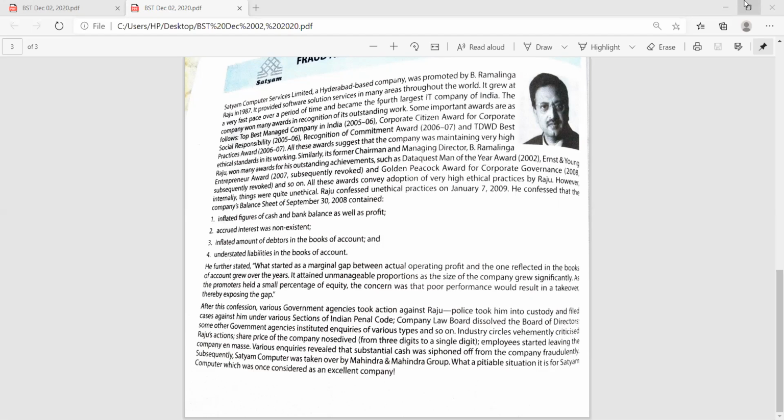Various inquiries revealed that en masse means in large quantity. Altogether, so many employees just left the company. Various inquiries revealed that substantial cash was siphoned off from the company fraudulently. Subsequently, Satyam Computers was taken over by the Mahindra and Mahindra Group. What a pitiable situation this is for Satyam Computers, which was once considered an excellent company.